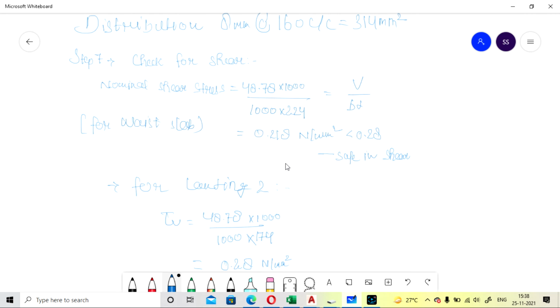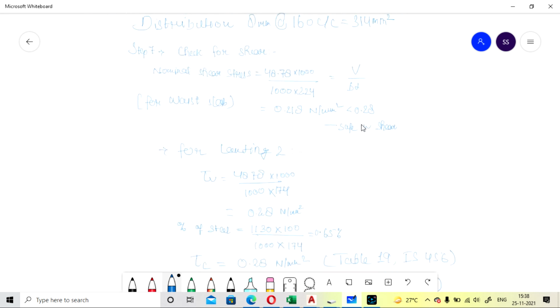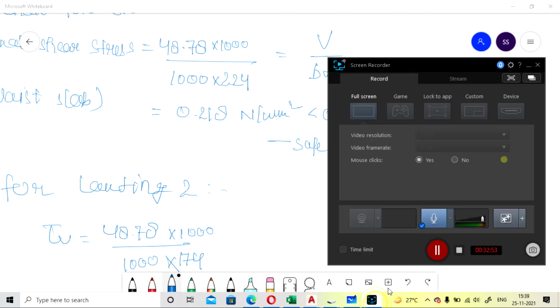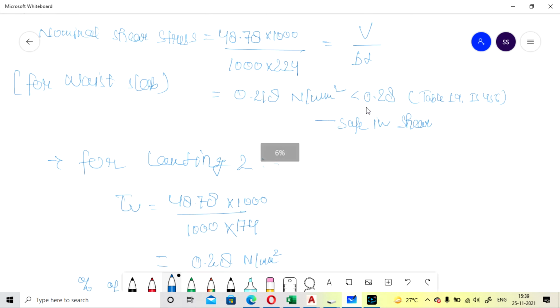So our nominal shear stress will come as 0.218 Newton per mm². So it is less than 0.28, so it will stay safe in shear. It is given in Table 19 of IS 456. Okay, Table 19 of IS 456. So this value is less than 0.28, so it is already safe in shear.